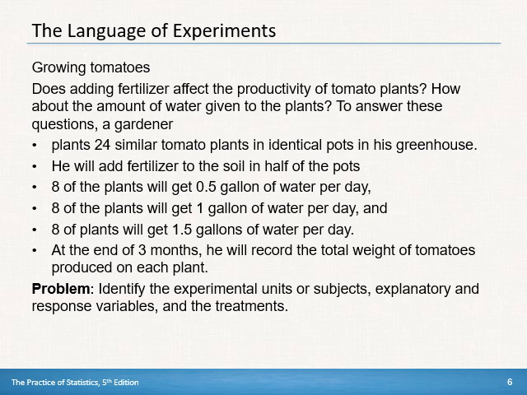Okay, maybe too much water is bad for tomatoes. Maybe a gallon would be better than a gallon and a half. We'll see. Okay, so we want you to look at this and think about what are the experimental units or subjects if they happen to be human. What's the explanatory? What's the response variables? And what are the treatments?